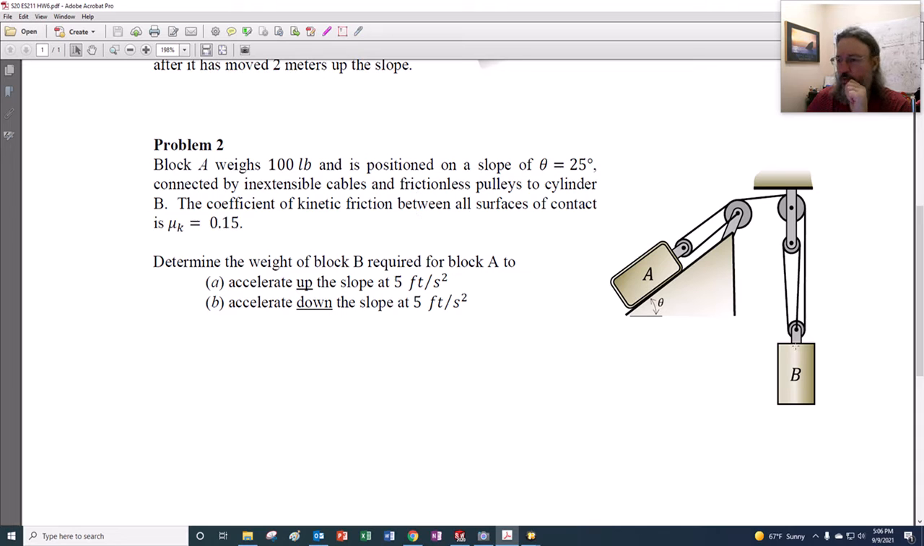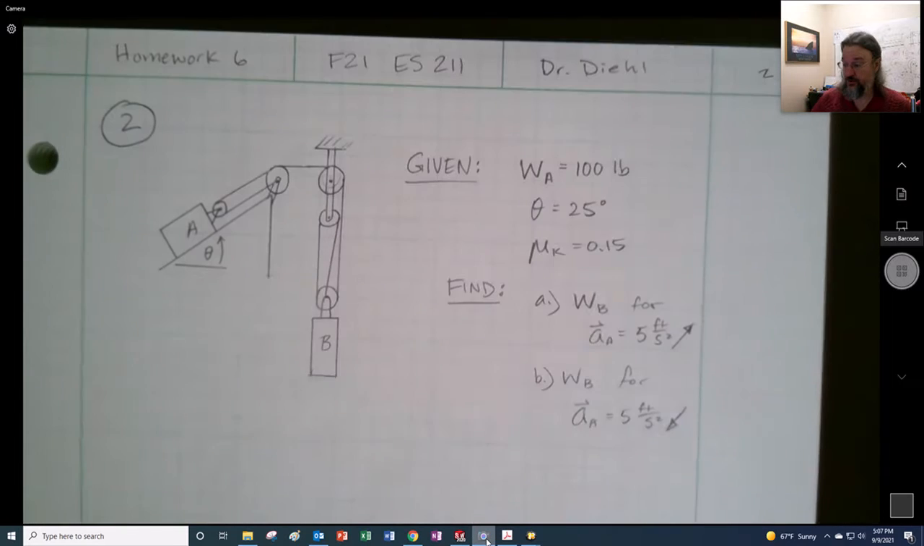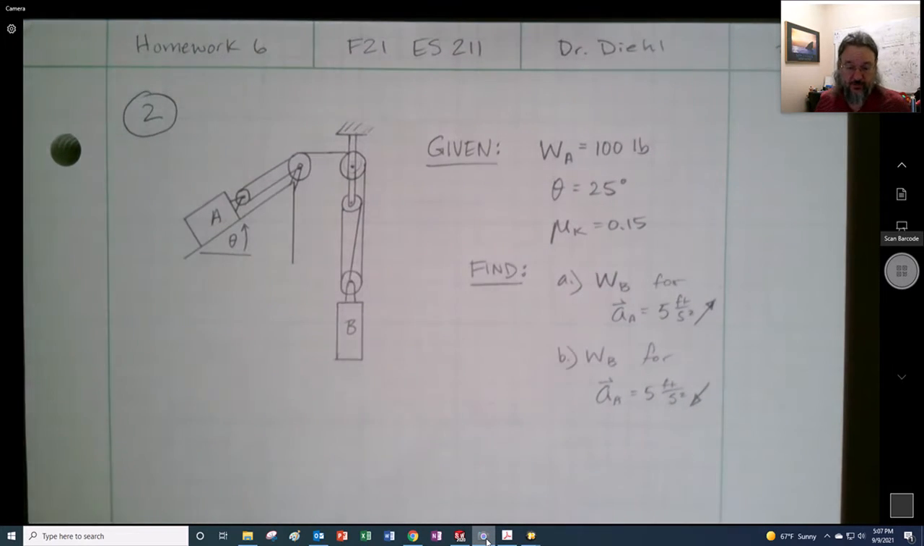So we want to find the weight of block B that's large enough to make block A accelerate up the slope at 5 feet per second squared. And then we also want to figure out the weight of block B that's going to be low enough that block A accelerates down the slope. All right, so this is sort of like a variation on the same problem we did, but it's got a couple things in it.